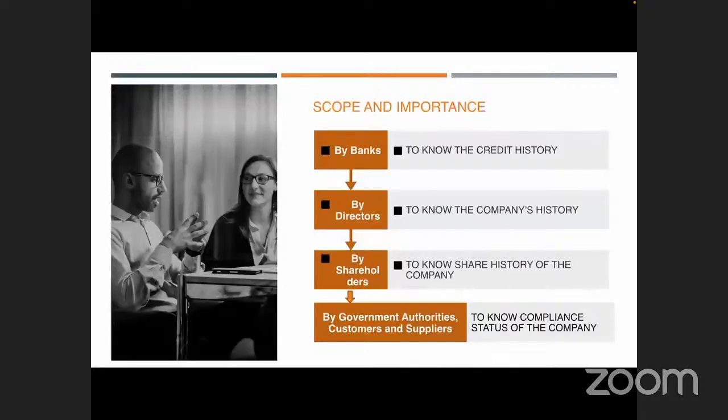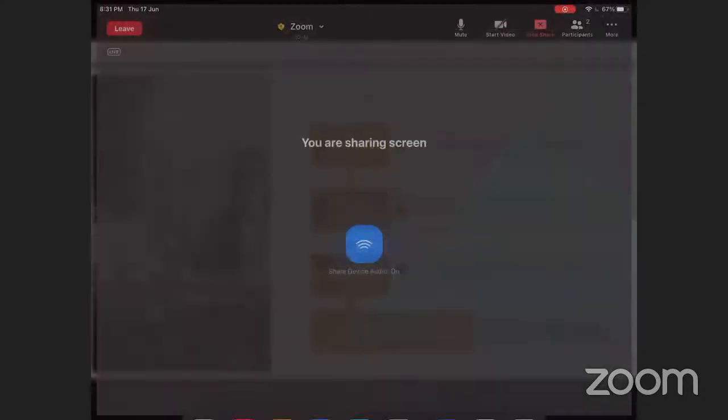Now, again, I'll switch back to the video. I just want you to see this particular slide. By banks to know the credit history, by directors to know the company's history, by shareholders to know the share history of the company, and by government authorities, customers, suppliers and regulators to know the compliance status of the company. So these are the respective stakeholders. Of course, stakeholders are large in number, but these are the predominant stakeholders who normally come with the requirement of taking a search and status report, right? Awesome. Let me just stop sharing my screen.